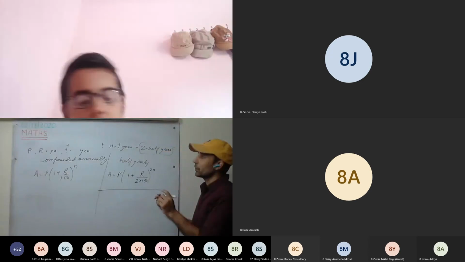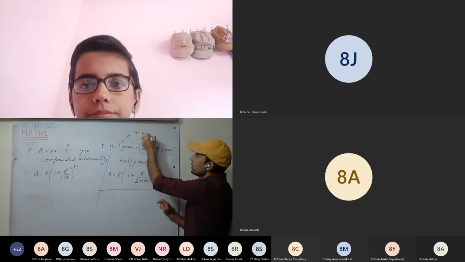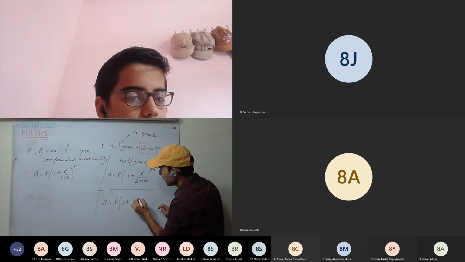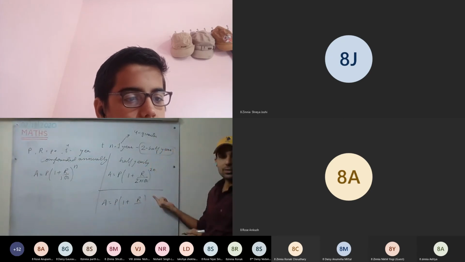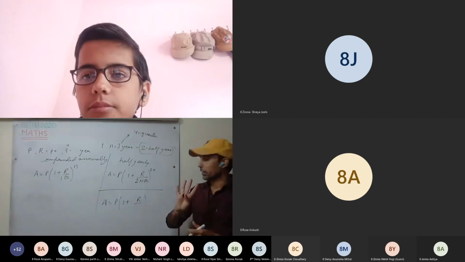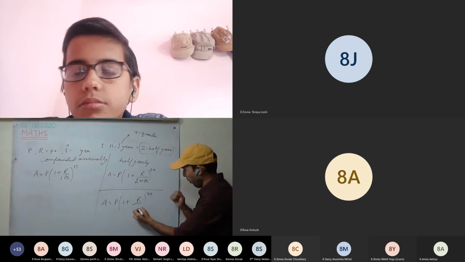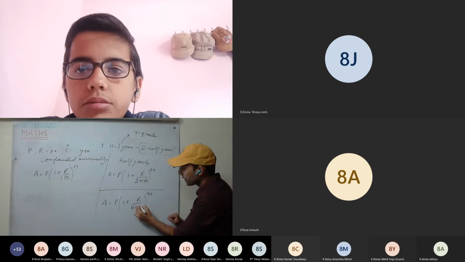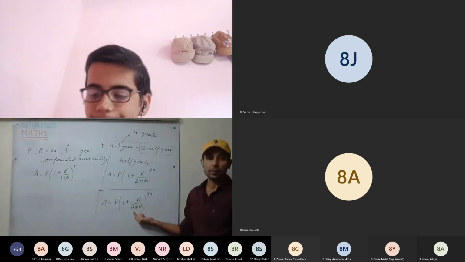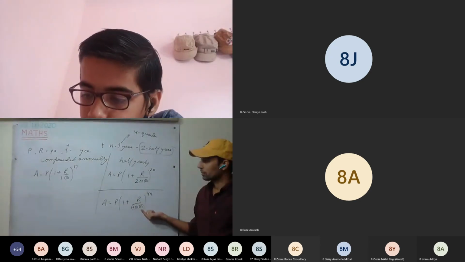If it is compounded quarterly, how many quarter years are there in 1 year? 4 quarter years. So the amount equals P times (1 plus R by 4 into 100) to the power 4 into n. Quarterly means each year will be divided into 4 quarters, so the time is 4 into n and the rate will be R by 4 for each quarter. Is this clear?